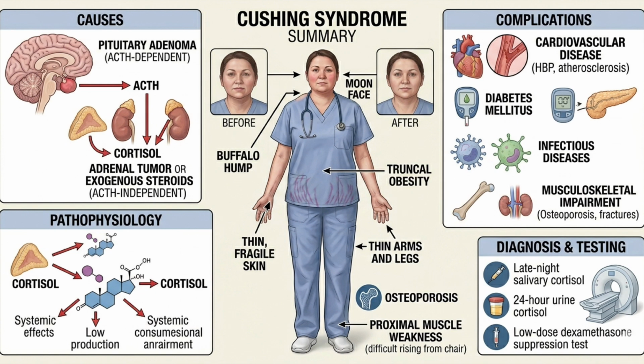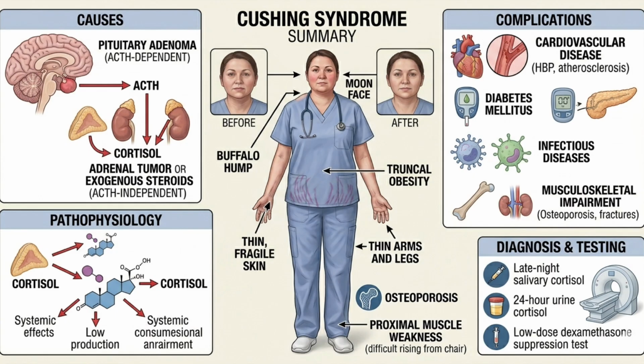Look for the classic Cushingoid habitus. This includes truncal obesity with thin extremities due to proximal muscle wasting. You will see a moon face and a buffalo hump, which is a fat pad on the upper back. Most specific to Cushing are those wide, purple striae on the abdomen and easy bruising. This happens because cortisol breaks down collagen, making the skin paper thin.